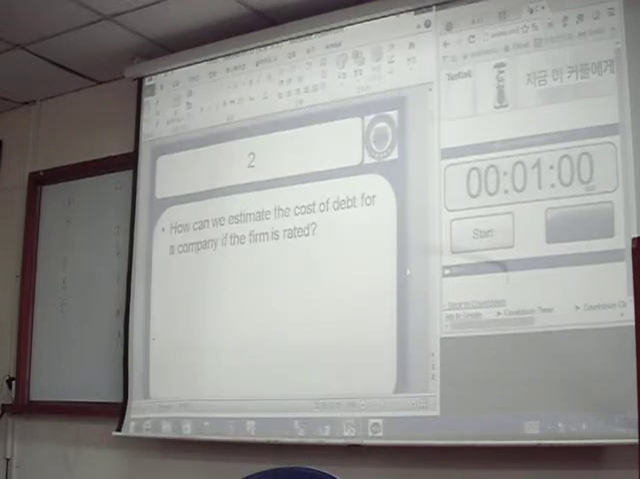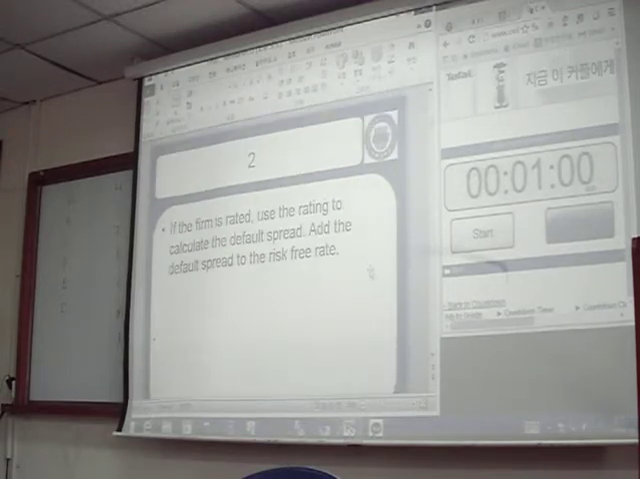If you have a question you're not sure about, whether the other team answered correctly or not, you can ask me. Okay, question 2. How can we estimate the cost of debt? If the firm is rated, we use the rating to find the default spread. Okay? Key here is we find the default spread from the rating. Then we add the default spread to the risk-free rate. Everything starts not from zero in finance. Everything starts from the risk-free rate. Okay? Because we can invest our money in US government bonds and get 2% a year. So we're not going to start from zero, okay? Default spread is added to the risk-free rate.